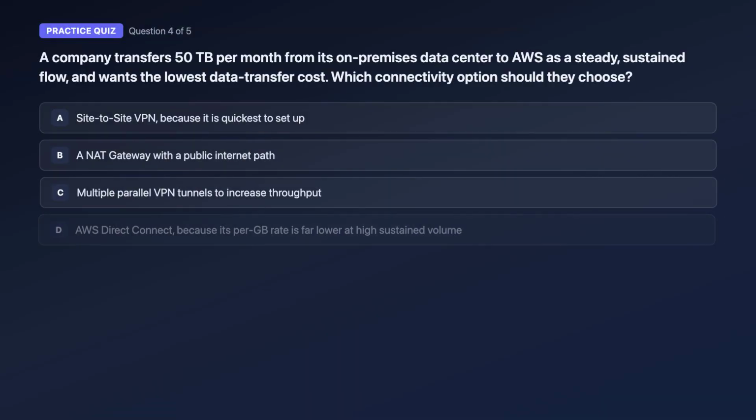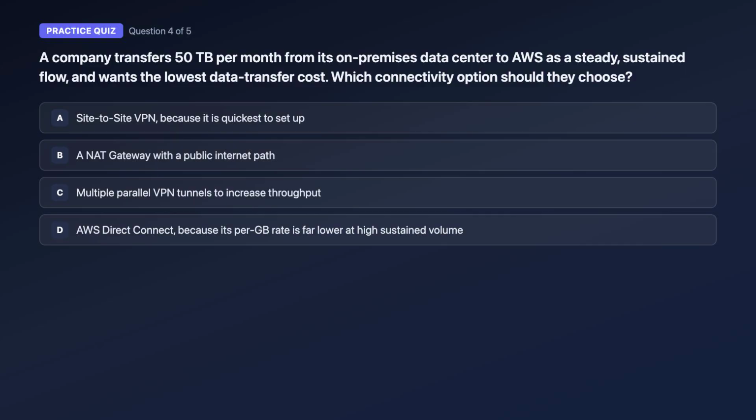Question 4. A company transfers 50 terabytes a month from its on-premises data center to Amazon Web Services as a steady, sustained flow, and it wants the lowest data transfer cost. Which connectivity option should they choose? Is it A, site-to-site VPN, because it's quickest to set up?